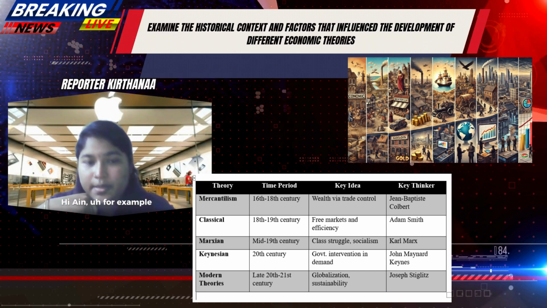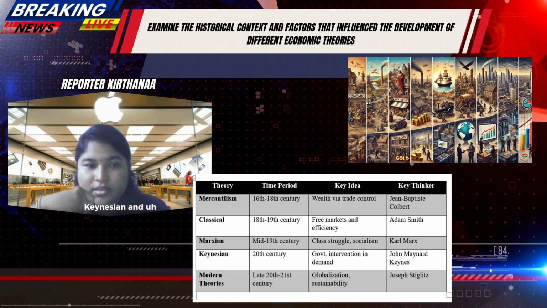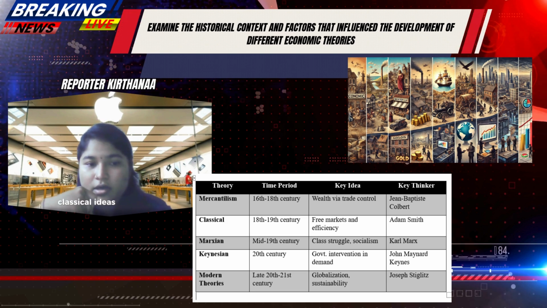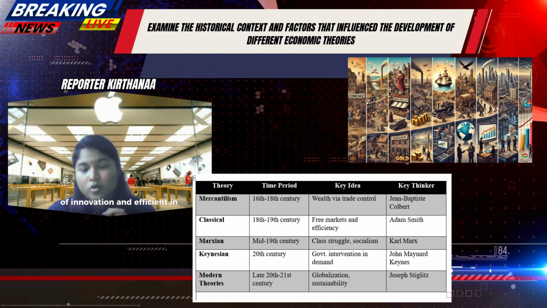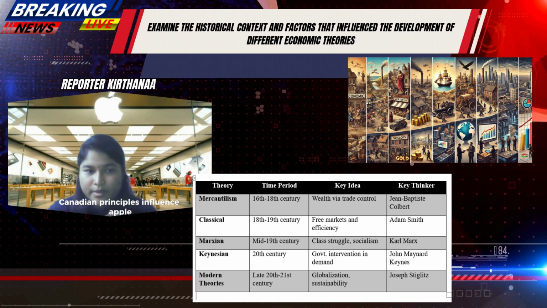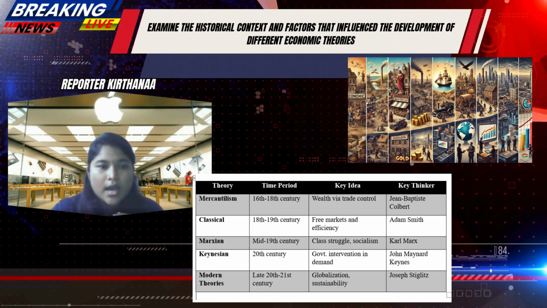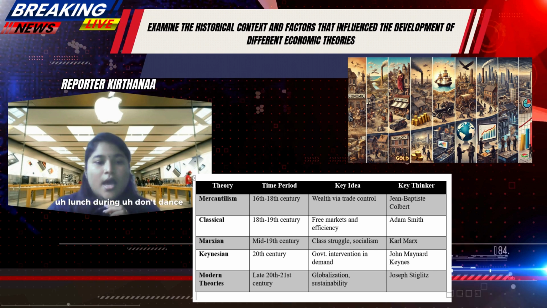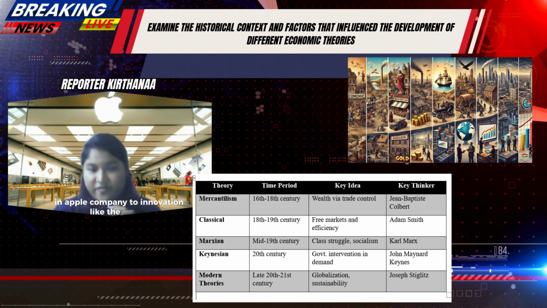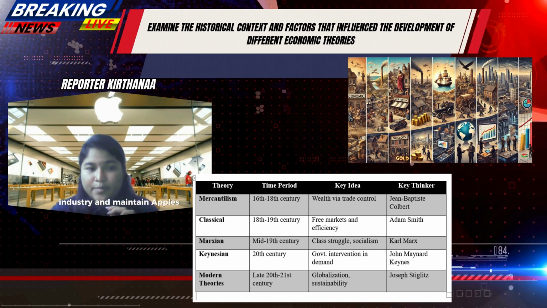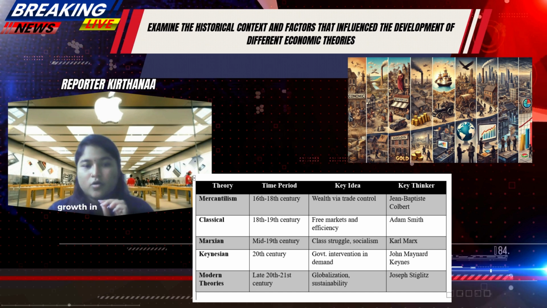Apple's business strategy and global success reflect principles from classical, Keynesian, and Schumpeterian economic theories. Classical ideas of free markets and competition align with Apple's focus on innovation and efficient global supply chains. Keynesian principles influence Apple's adaptation to economic cycles, such as stimulating demand through product launches during downturns. Schumpeter's creative destruction appears in Apple's innovations like the iPhone, which disrupted the industry and maintained Apple's competitive edge. Together, these theories underpin Apple's strategic growth in a globalized economy.